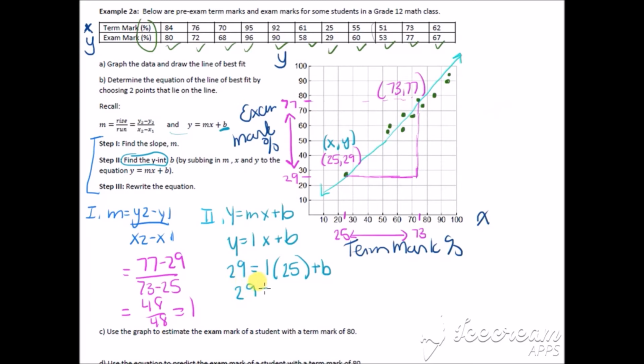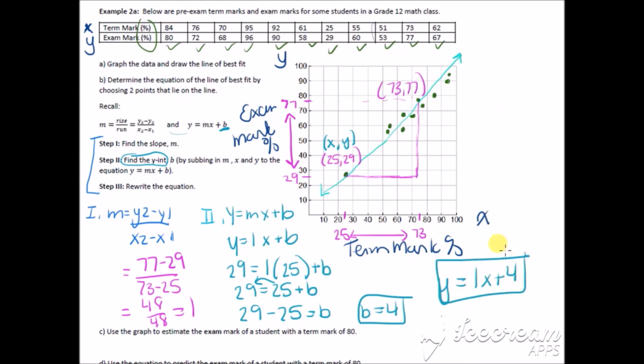What's 1 times 25? Well, that's 25. And this 25 we have to bring over, and when we bring this over, we want to subtract the 25. So I get b equals 4. So my equation is y equals 1x plus 4. That is the equation of this line. So I can come back up here and label y equals x plus 4.